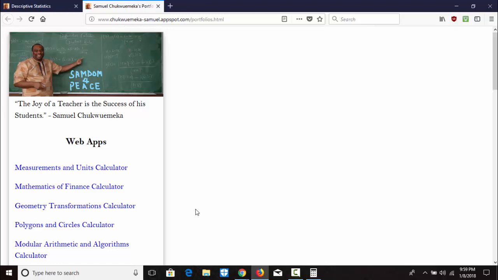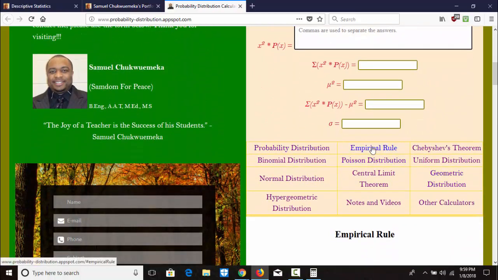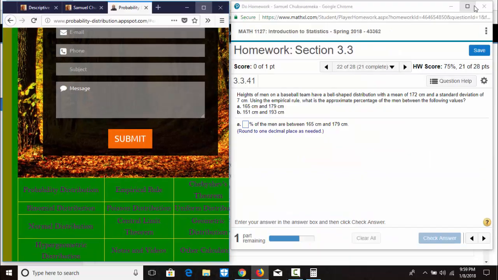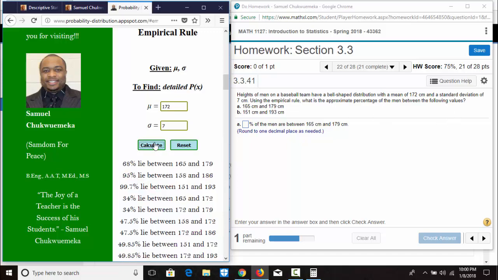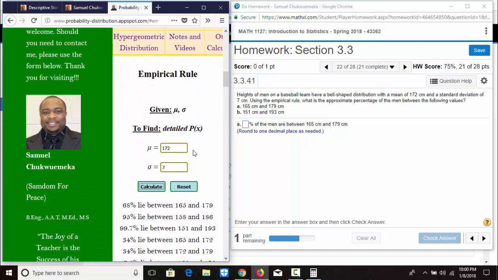So the empirical rule is under the probability distribution calculator, because the empirical rule is also a normal distribution. So when you come here, just scroll down until you see empirical rule. Click on it to take you to it. So this is what we're going to use. Let me restore this so it can be on the same window. The mean is 172 centimeters. The standard deviation is 7. Then you click calculate. If you click calculate, it gives you a whole lot, because I did the whole thing with the empirical rule. Please, I have done a video on the empirical rule, so it is important you also review it.